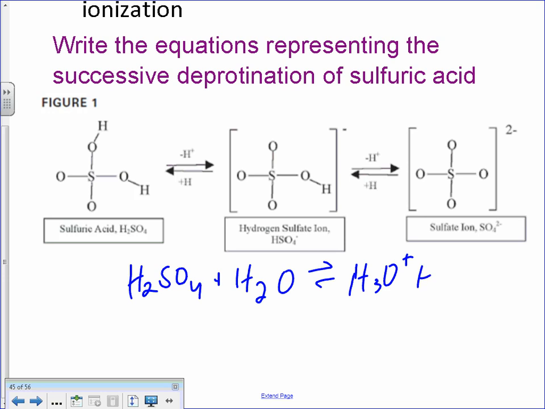H3O plus and HSO4 1 minus. Please put your charges. It's really important because you're just exchanging an H plus, a proton, so it does change the charge. So this right here, I've written it as equilibrium. Is that true? No.